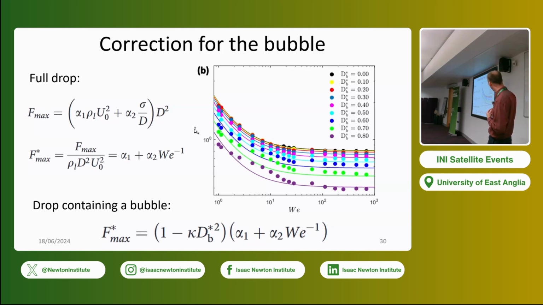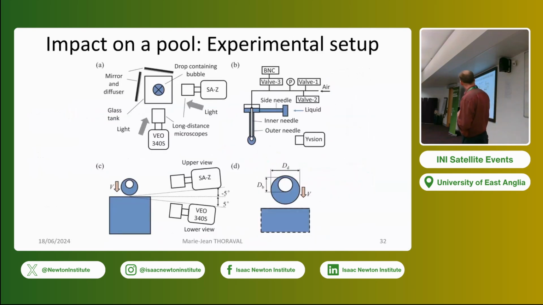So you can understand that the decay here is due to the bubble that is preventing the large impact force at the center. There is still some discrepancy here at lower Weber numbers. We're still not sure what's happening, but the dynamics is probably a bit different due to the formation of the jet. So now I will switch to the impact on the pool.